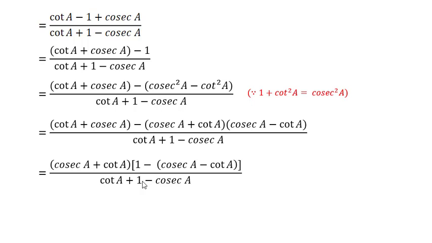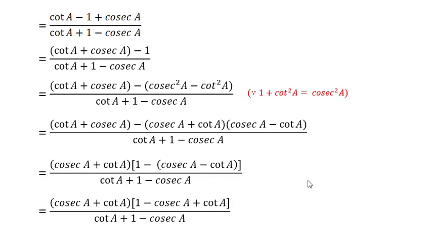So now see, this is cosec A plus cot A into the bracket, as you have taken cosec A plus cot A common. So here you have 1, so you write 1 minus cosec A minus cot A. Now open this bracket. It is 1 minus cosec A plus cot A, and see the denominator. The denominator is also the same. So you can cancel this part and the denominator, and the final answer is cosec A plus cot A. So this is your right hand side.